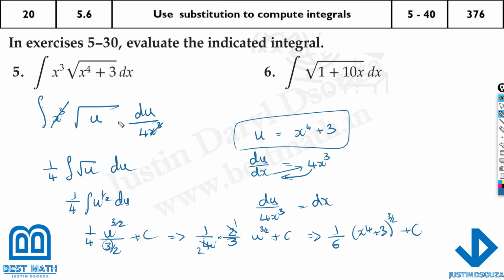Now let me just talk you through this. Why did we do certain things? Why can't we keep this dx as it is? Because over here we have u, so we have to integrate it with respect to u itself. So du must be there. You can't have dx. If it is x, then it's dx. If it was t over here, then it will be dt. But here we have u, so it must be du.